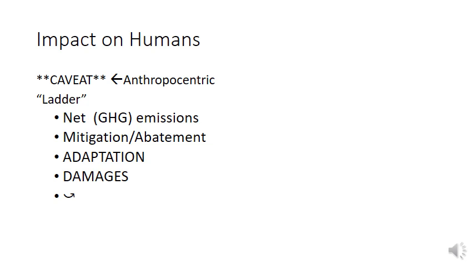On top of that, as climate change impacts happen, people and communities will respond in behavioral ways that's going to reduce the impacts that they feel, and this is called adaptation. But regardless, between all this mitigation, abatement, and adaptation, we're still going to see damages, bad things happening to people, which brings us back to that caveat that we are looking at anthropocentric effects of climate change.